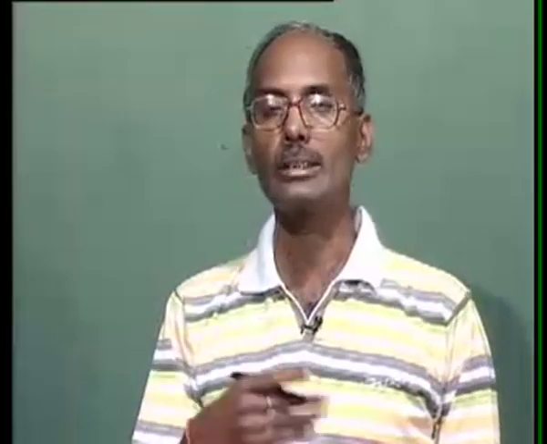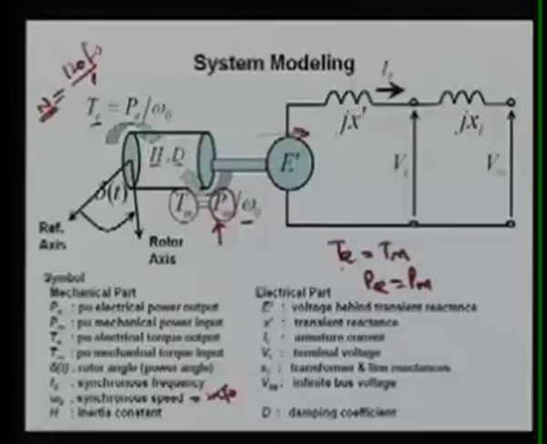But during the disturbance it may not be equal, it will try to equalize. As I said, the Pm we have assumed constant in this transient stability analysis, so the only parameter which is changing is Pe. The various variables used in this system modeling: Pe is the per unit electrical power output, that is the power which is coming out. Pm is the mechanical power input, Te is the electrical torque, Tm is the mechanical torque input, and delta is the rotor angle, the angle between the reference axis and the rotor axis.